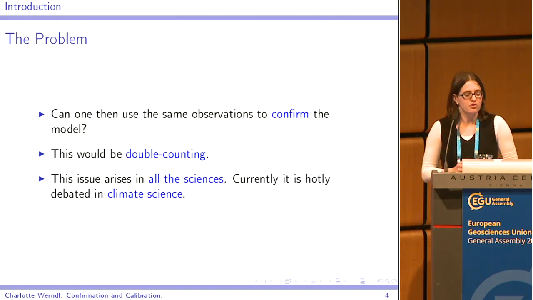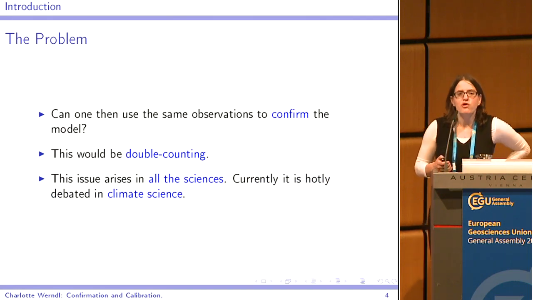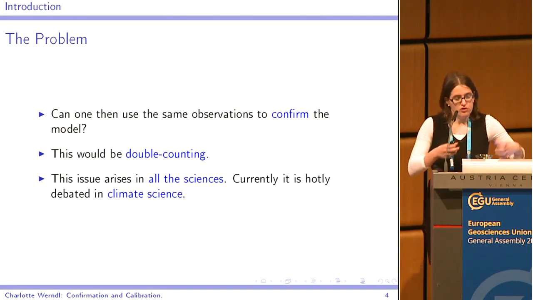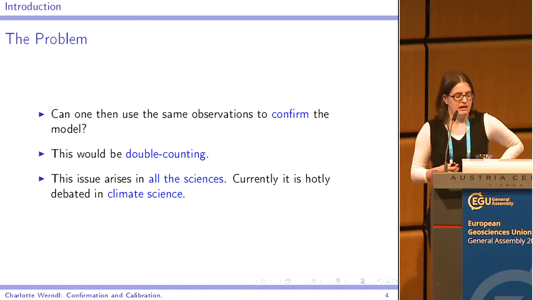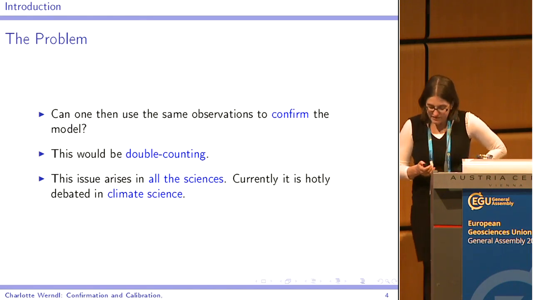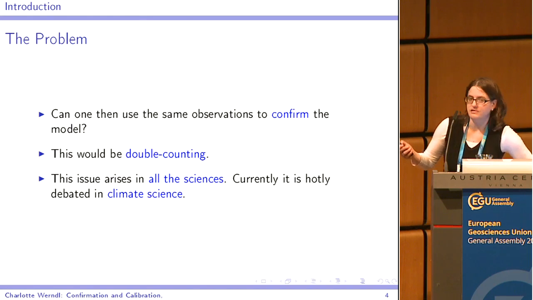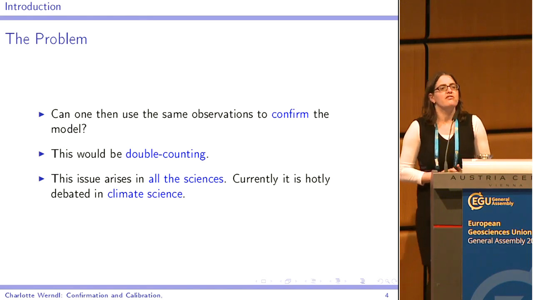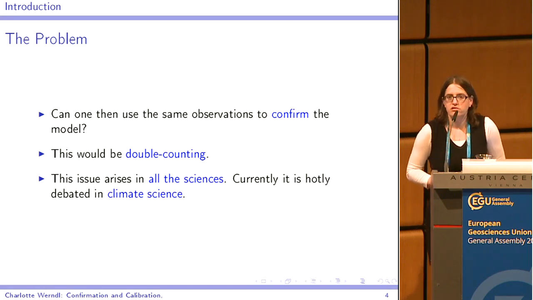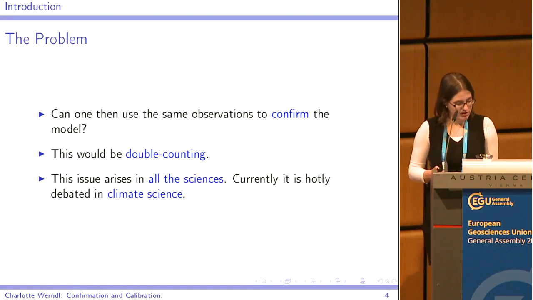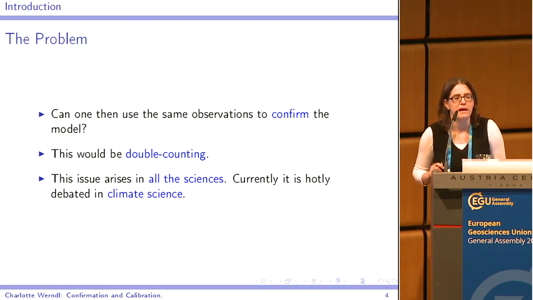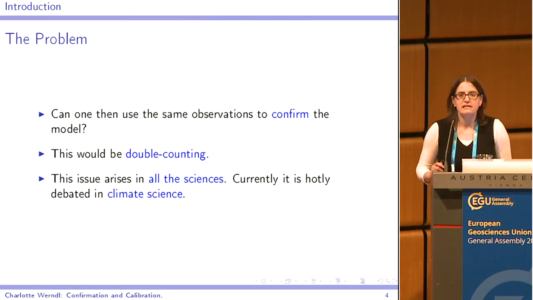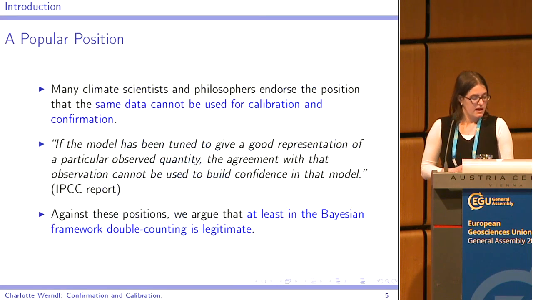Okay. So the question is now, you have a model, you use data to estimate a parameter, calibration. Then the question is, can you use the very same data to confirm the model? So using it twice, for calibration as well as confirmation. This is referred to as double counting in the literature. Double because estimation, confirmation. And of course, that's a very general issue that arises whenever you deal with free parameters. It's currently hotly debated in climate science. You find many papers from climate scientists about it, writing what they think about it and raising their concerns.